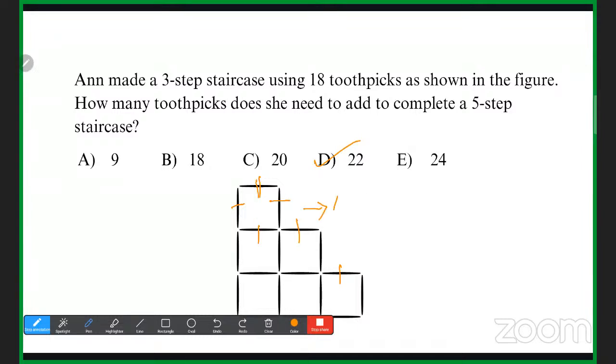That is 4 toothpicks. And the second step staircase requires how many toothpicks? 1, 2, 3, 4, 5, 6, 7, 8, 9, 10 toothpicks. And the difference is 6. So from step 1 to step 2 staircase, 6 additional toothpicks are needed.